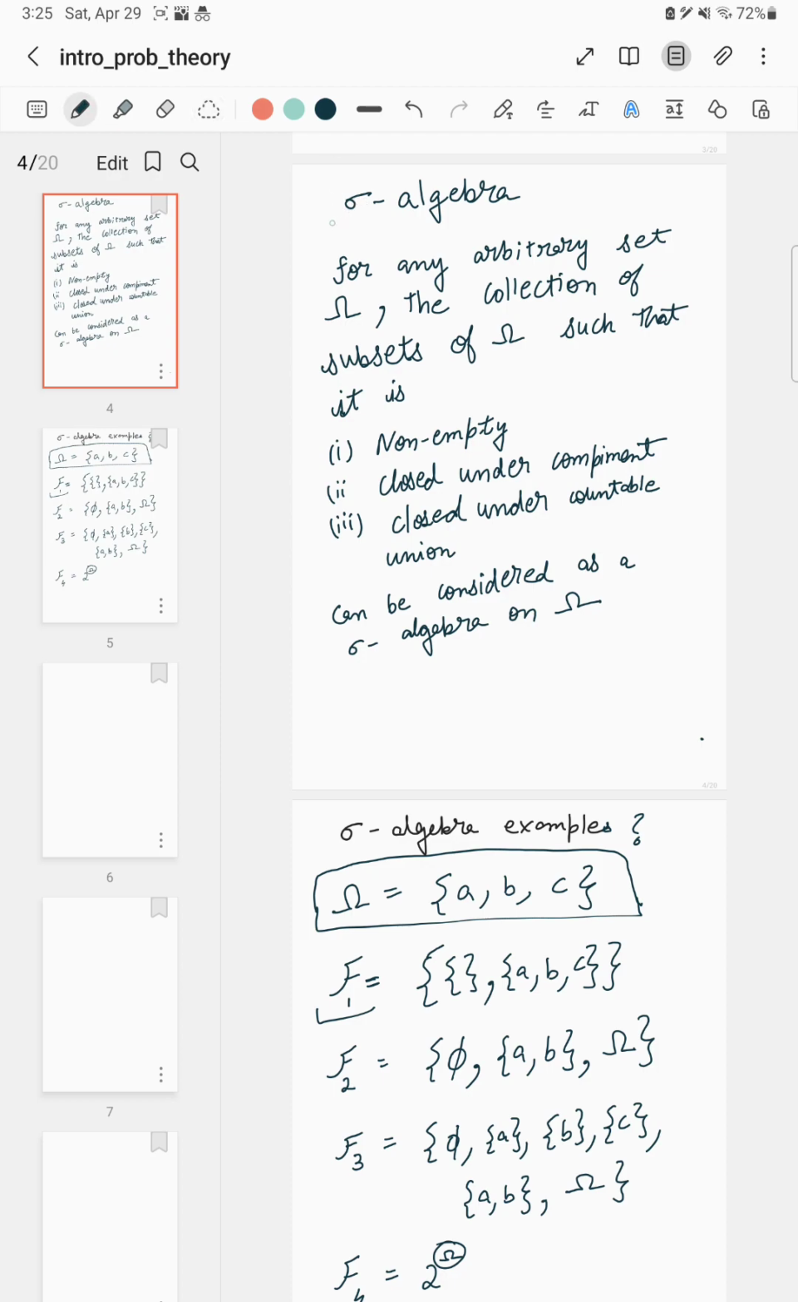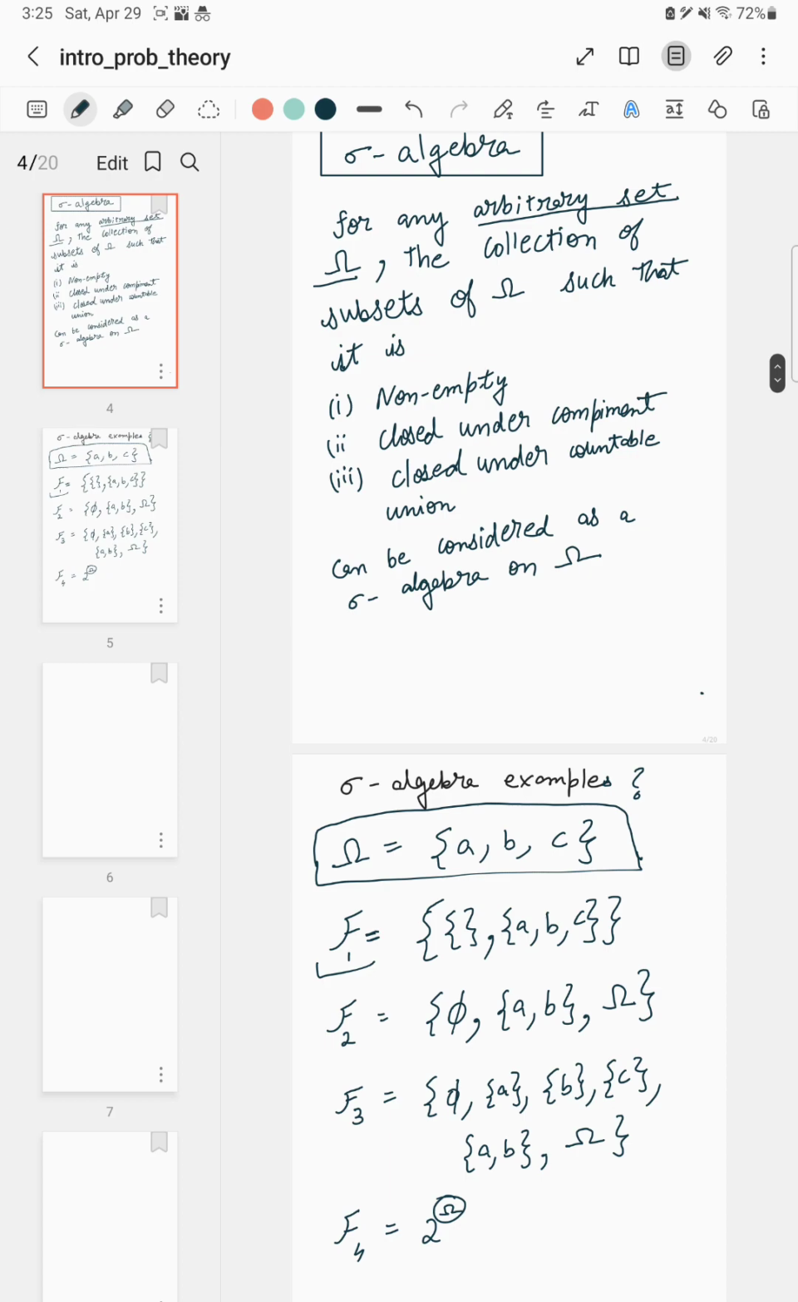So sigma algebra is a very important concept in probability theory and measure theory, and we are going to use it to define a lot of important things like probability space or measure space. So let's see what a sigma algebra is. Let's say we have an arbitrary set omega. Omega can be anything, and the collection of subsets of omega that satisfies these three properties is called a sigma algebra on omega.